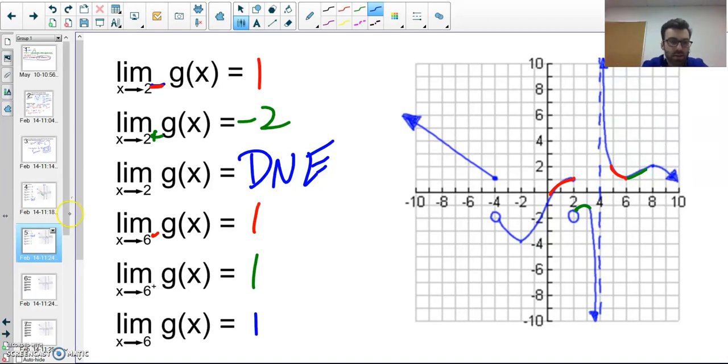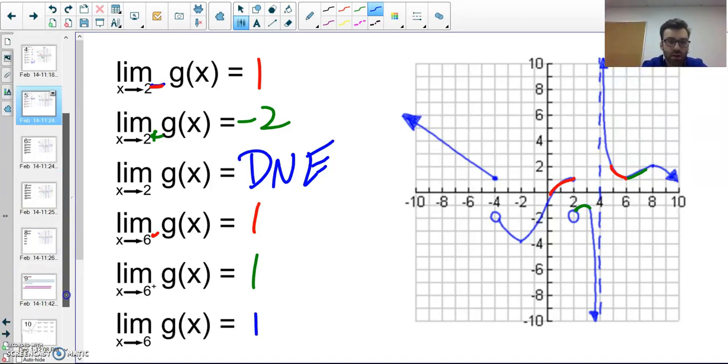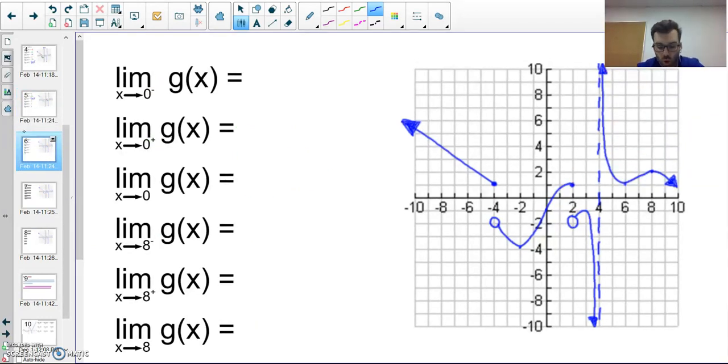Alright, let's try some more. I'm going fast. Pause it, rewatch it. Watch it as many times as you need to. The limit as x approaches 0. Here's what I'm going to do. Pause me. Put me on hold for a minute, and then you're going to check your work. After you pause it, all my work will show up. Here we go. Try this one.